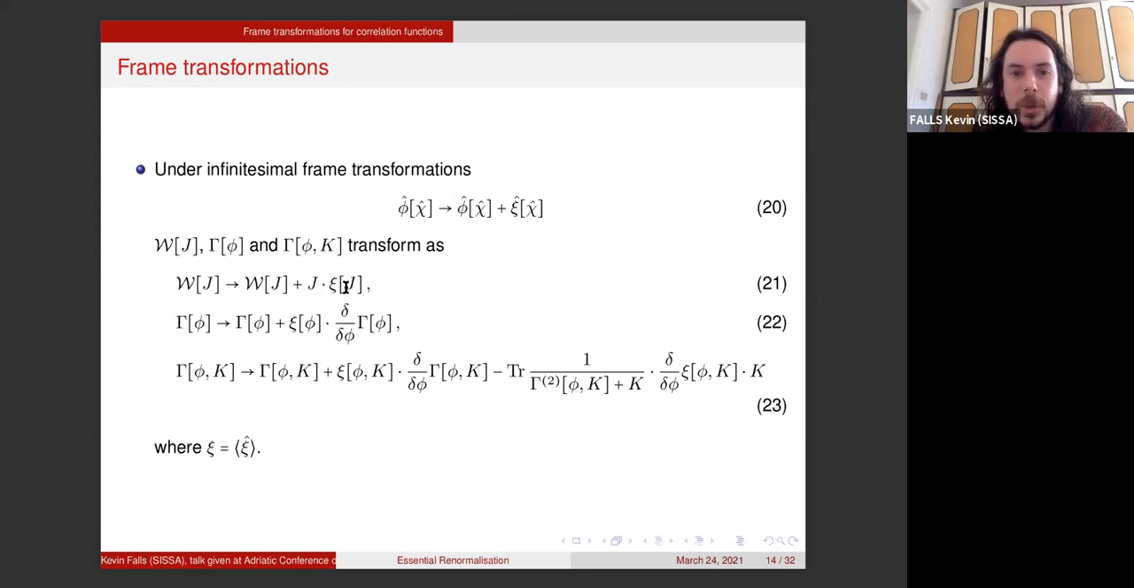What happens, of course, when you do these transformations is that they get re-expressed in the expectation value of xi. In the case of W, the transformation just gives you a term which is always linear in J. And for gamma, it's a term proportional to the first functional derivative of gamma times this function xi. If we have this extra source, though, we get this more complicated term here, where you have an actual loop correction. Since you have a trace, if you go to momentum space, this is a one loop term, and it involves this modified propagator of the theory. So this is a more complicated transformation, and this is the one that we'll be interested in when we look at the non-perturbative renormalization group equations.